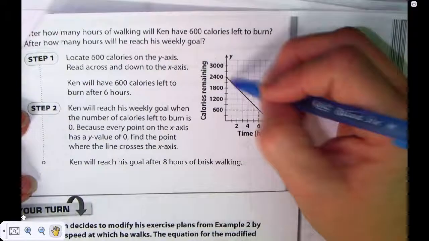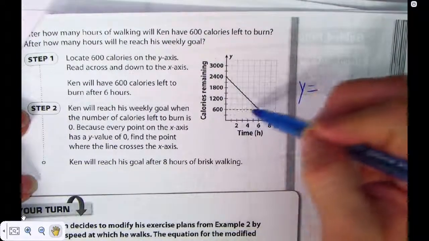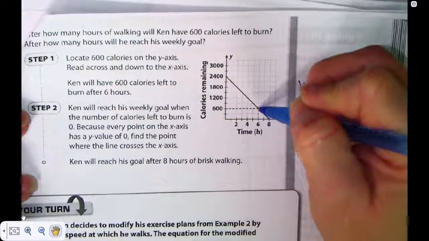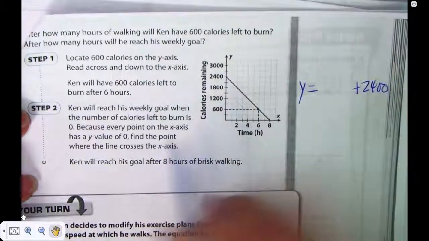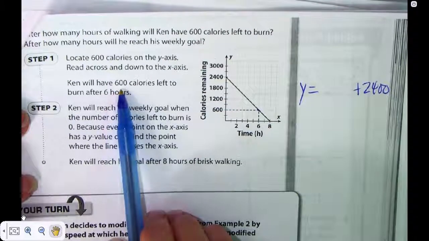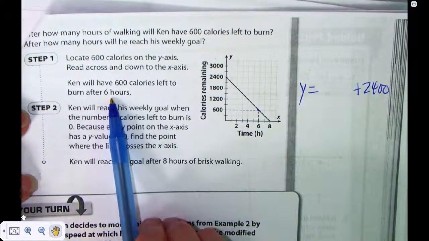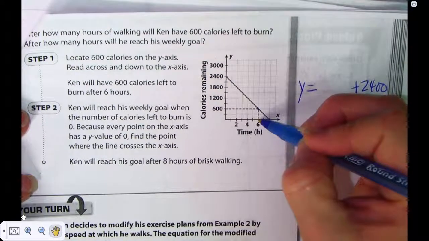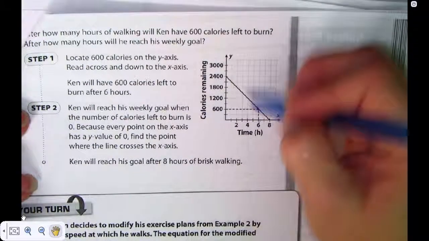It's going to go down. And look, they were just asking at 600 calories, how many hours does he have left? 6 hours, right? I mean, he has 600 calories left to burn after 6 hours, excuse me. After 6 hours. But I want to get the slope.